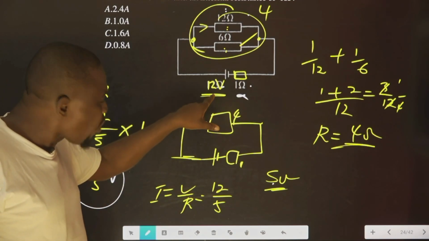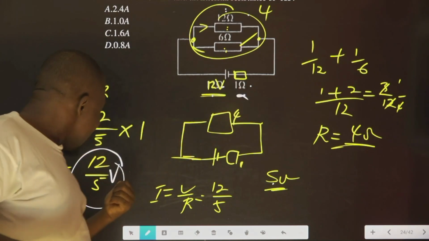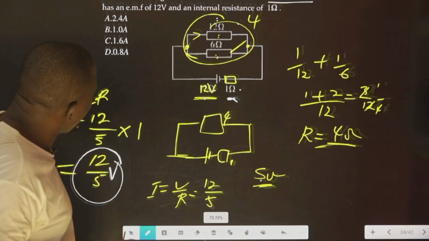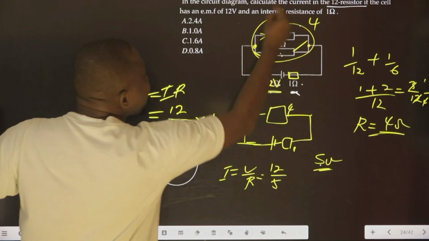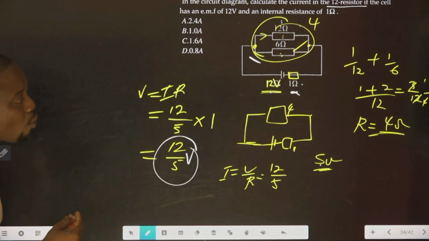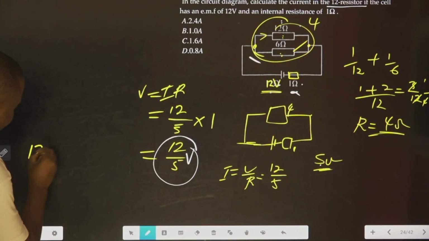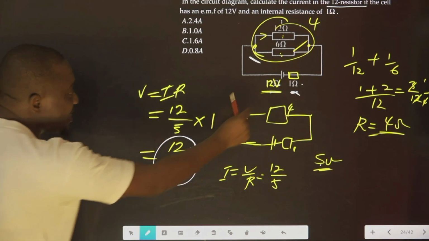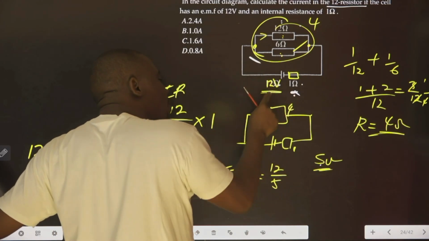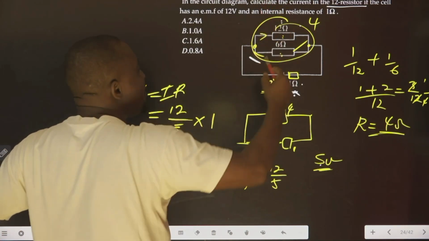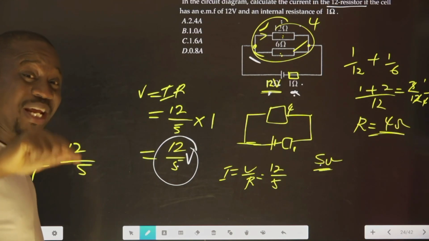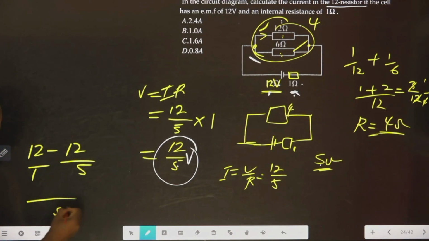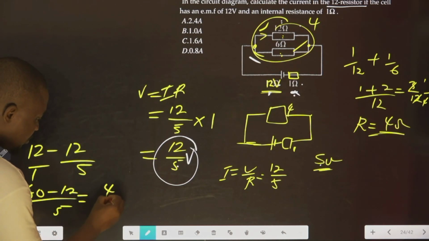That means out of this 12, the total, this one is removing 12 over 5. So we have to remove it. To get the voltage that is remaining for this 4, we need to say 12 minus 12 over 5, just to get the remaining one. If you remove this from here, you get the remaining one for these 2, which we will later use to calculate the current. So therefore, this is 5. You multiply this now, you agree with me, here is 60 minus 12, which equals 48 over 5.